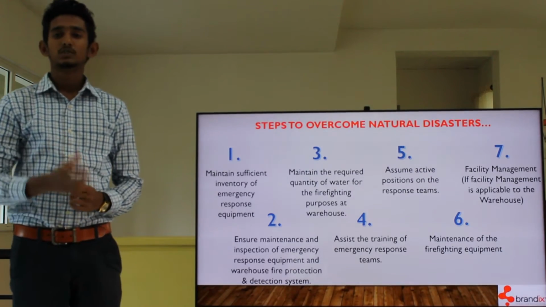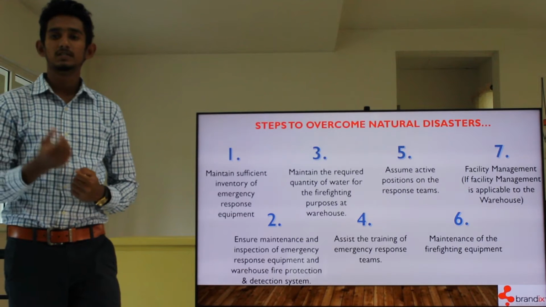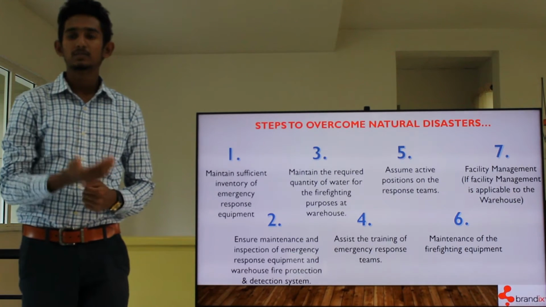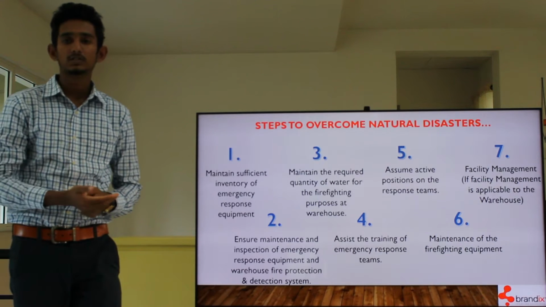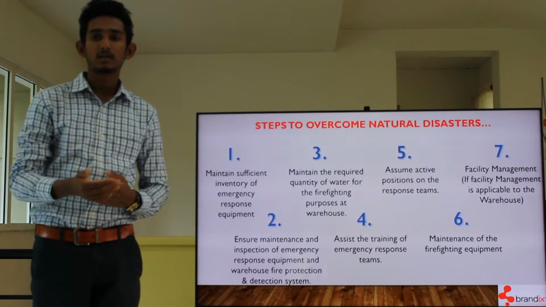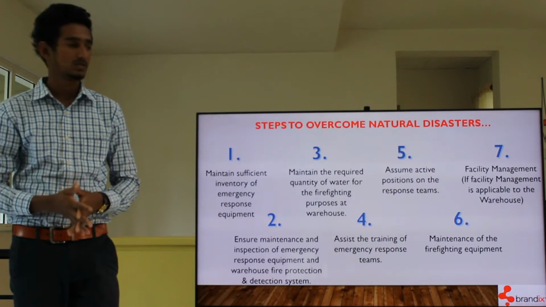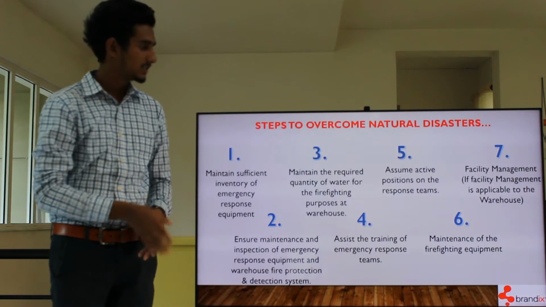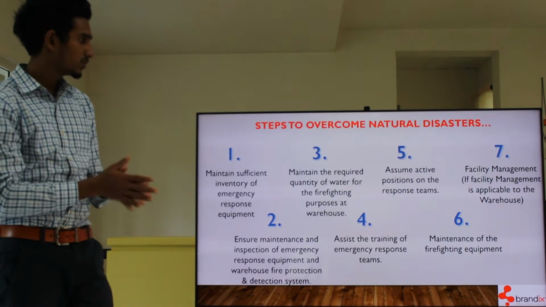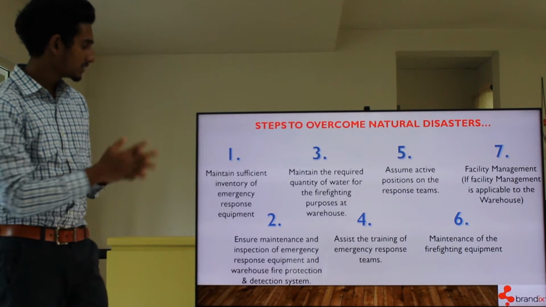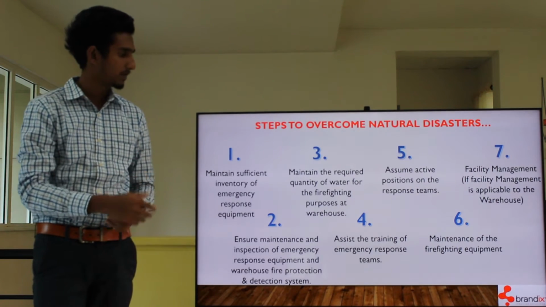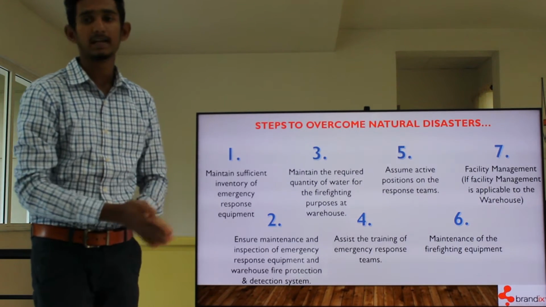To overcome these natural disasters, we have developed a disaster management plan which includes procedures, training and guidance to be developed to enact on emergencies that need to be planned, with necessary measures taken, implemented and monitored in the Brandix warehouses. So as you can see in this slide, these are the steps that will be used in an emergency, starting from maintaining sufficient inventory of emergency response equipment and ending up with facility management.